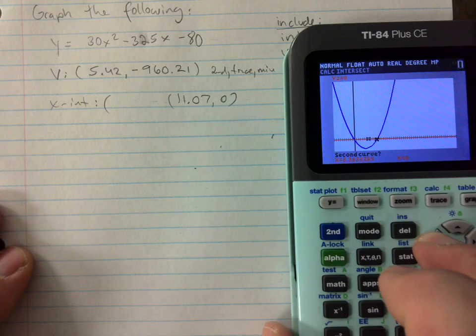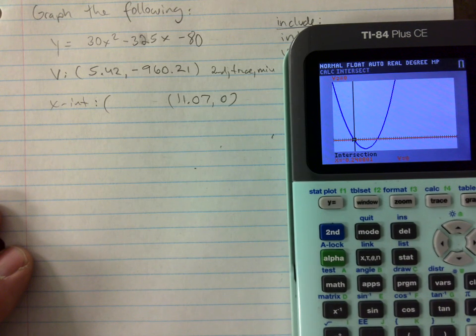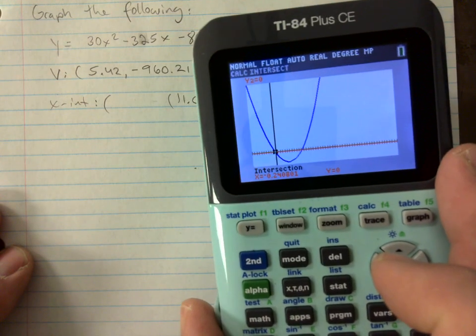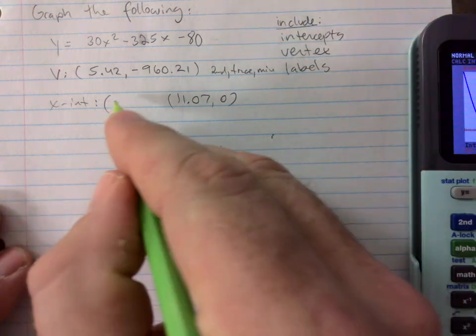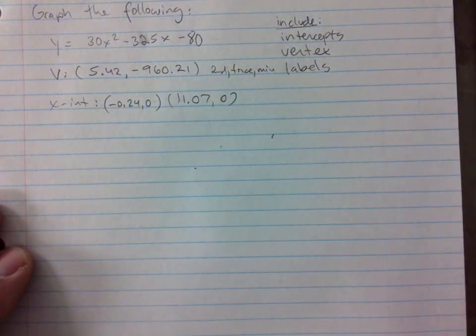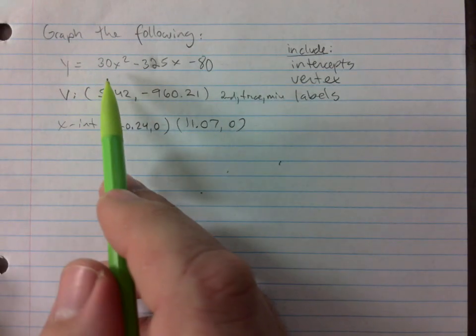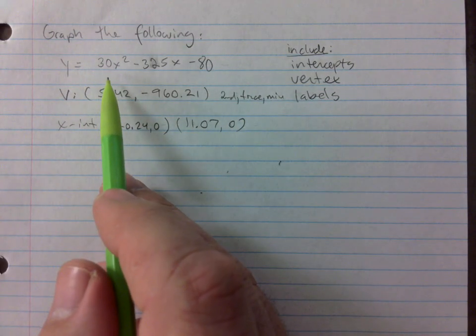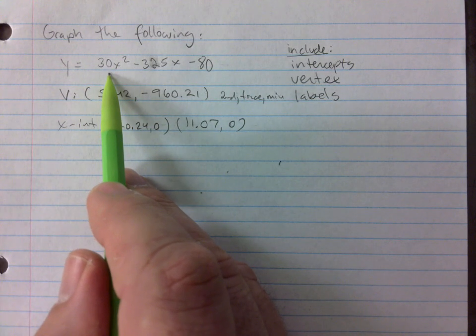And the other one, oh, I shouldn't have done that. It's not going to find it. Oh yeah, it did. Negative 0.240. Okay. By the way, we expected this to be a very narrow curve. We expected it to be pointing up.